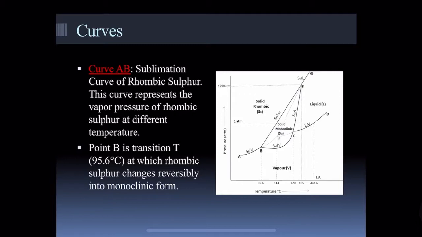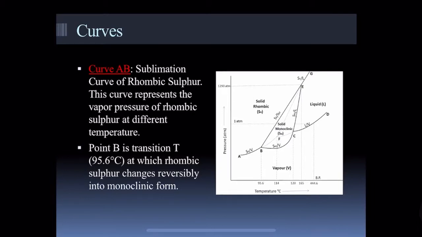How many curves? First of all we discuss curve AB. You can see curve AB on the left side, right? It is the sublimation curve of rhombic sulfur. This curve represents the vapor pressure of rhombic sulfur at different temperatures.